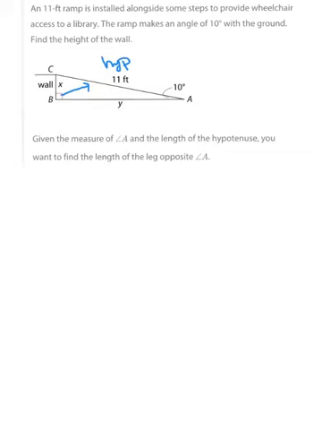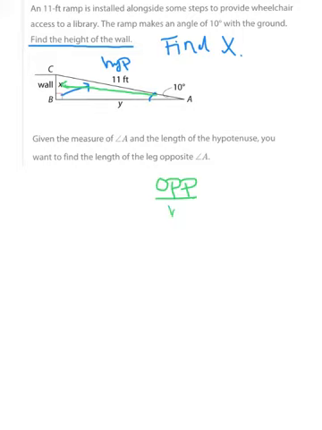And if I'm going from angle A, because I want to be able to use that 10 degrees, I want to look and see, well, what is it that I'm actually trying to find? And remember, in the problem it says find the height of the wall. In other words, find x. And if you look, that side length x is opposite your angle A, or that 10 degrees. So now I want opposite and hypotenuse.